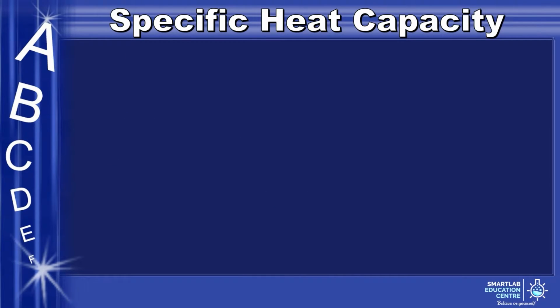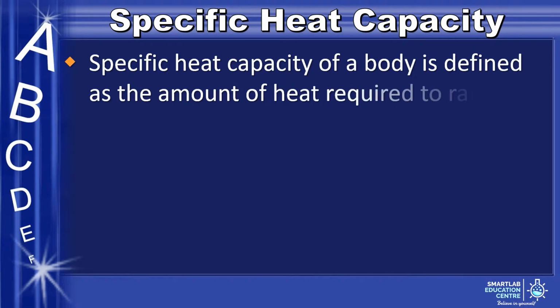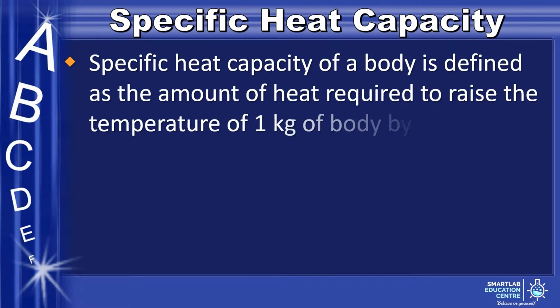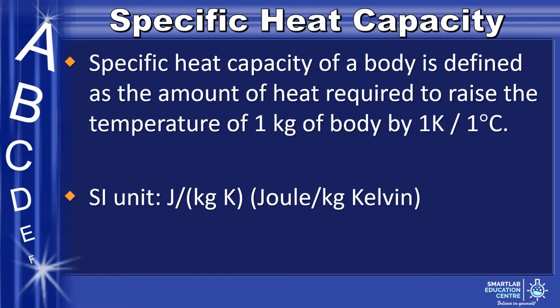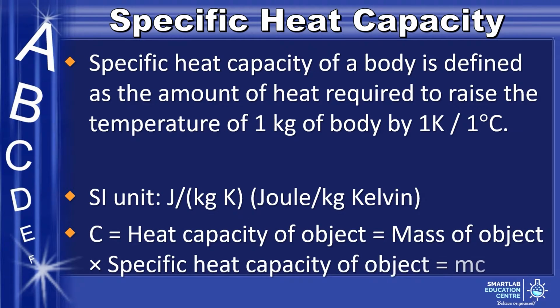We have another term called specific heat capacity, which is defined as the amount of heat required to raise the temperature of 1 kilogram of a body by 1 Kelvin or 1 degree Celsius. It uses the SI unit of joules per kilogram per Kelvin. We can relate heat capacity and specific heat capacity by understanding the heat capacity as the product of mass and the specific heat capacity.